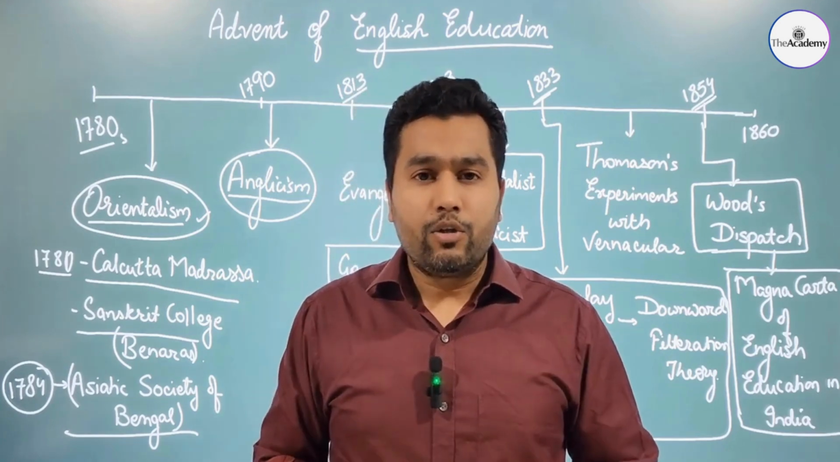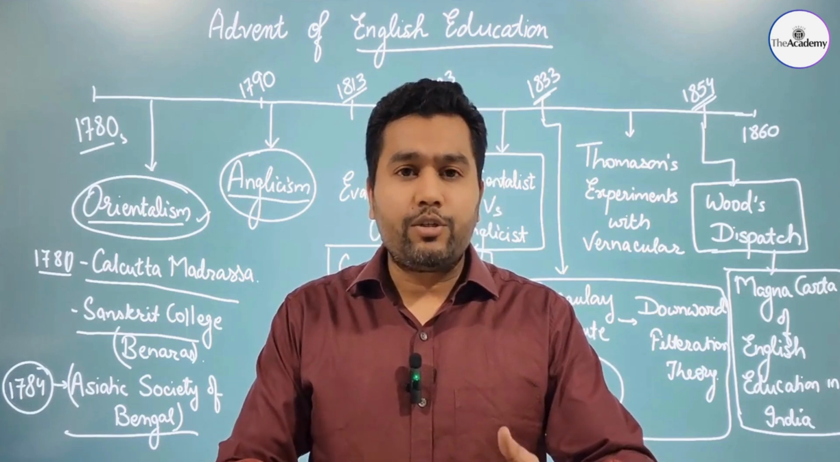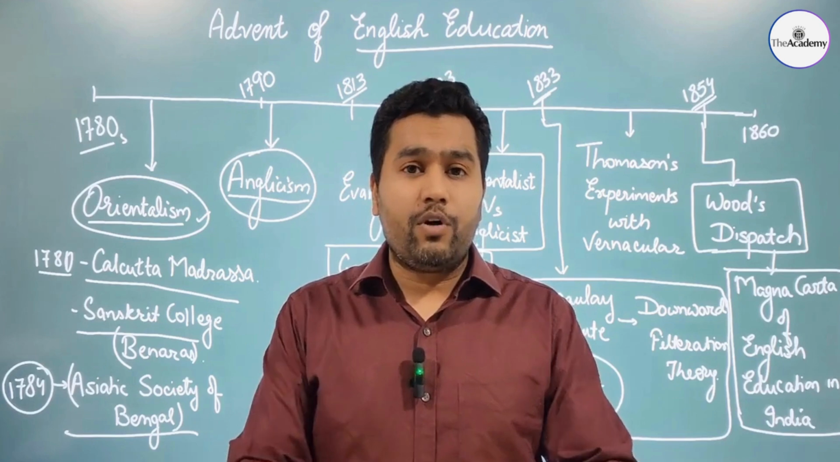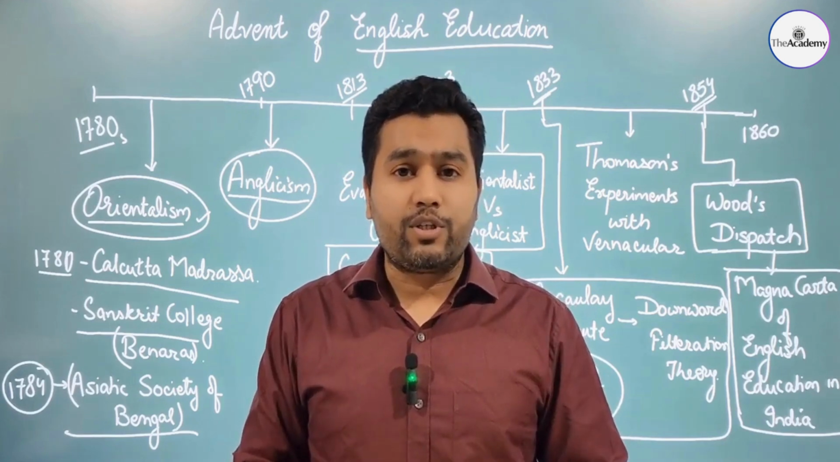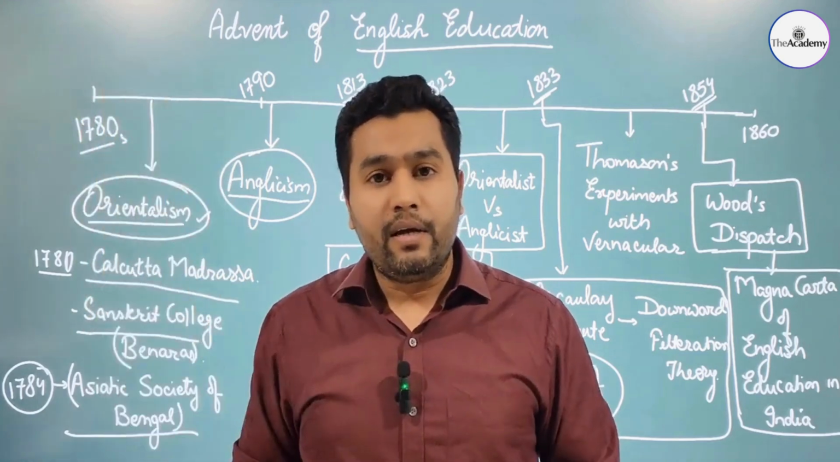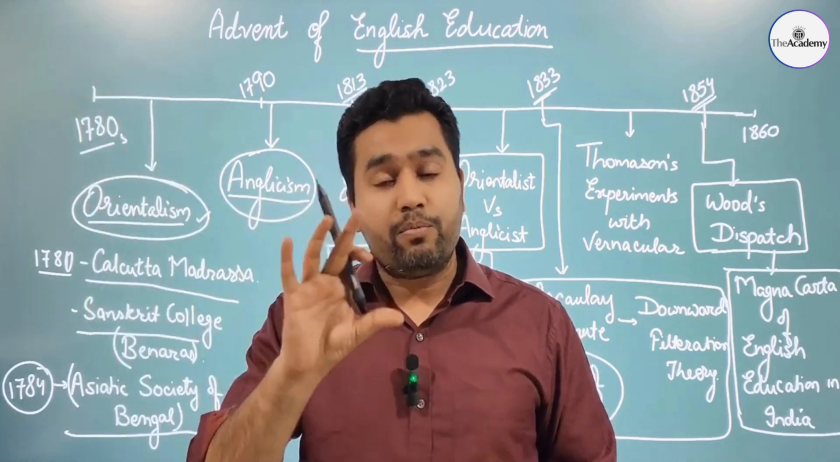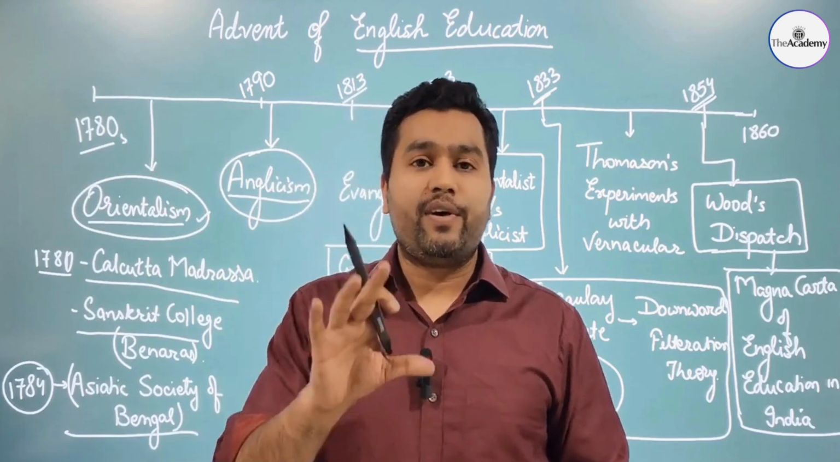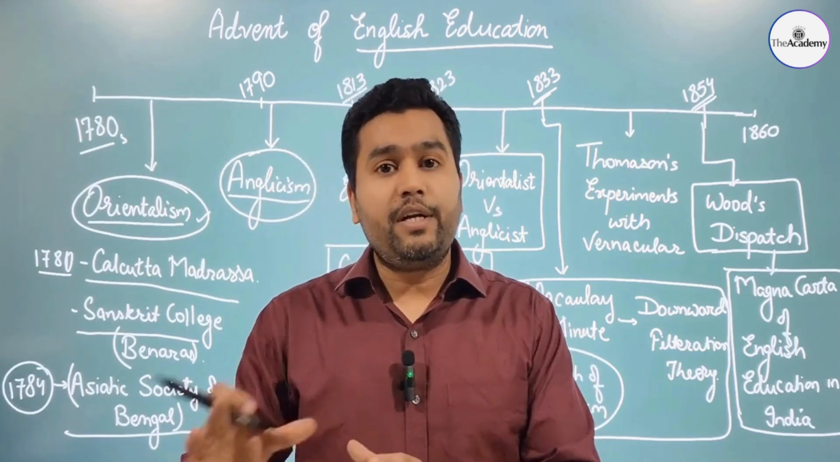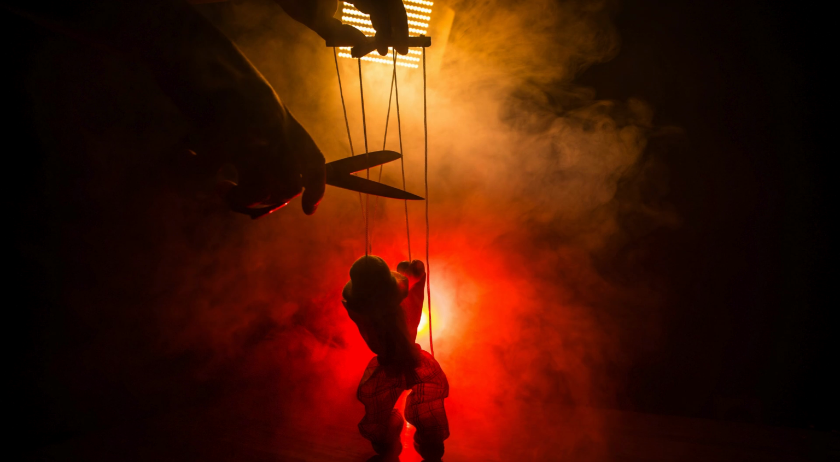So the British resorted to a system of convenience. Whatever information was more convenient for the British to justify their rule, that information was upheld. And that information was used, manipulated so as to justify their rule. And whatever information was not of utility to the British, that was discarded.